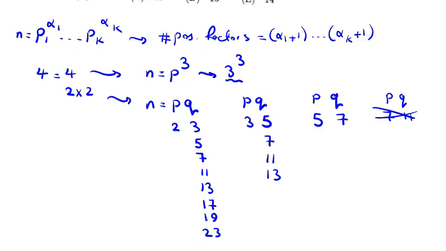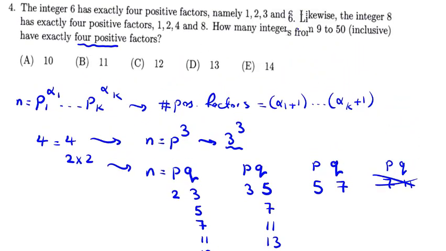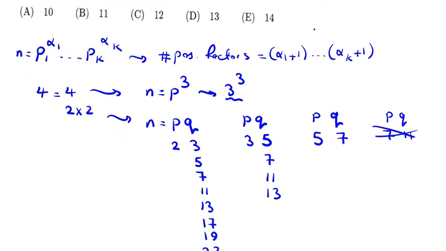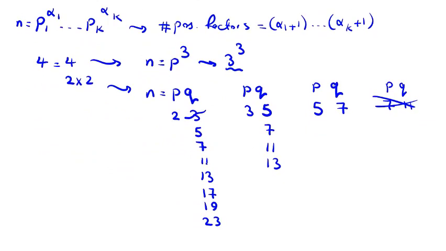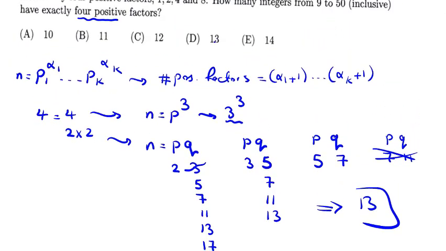Okay, so 1, 2, 3, 4, 5, 6, 7, 8, 9, 10, 11, 12, 13, 14. But we should, because the problem says it is greater than or equal to 9 and 50, so 2 times 3 is impossible. So 1, 2, 3, 4, 5, 6, 7, 8, 9, 10, 11, 12, 13. So the answer is equal to 13. And it will be, let me see, 13.